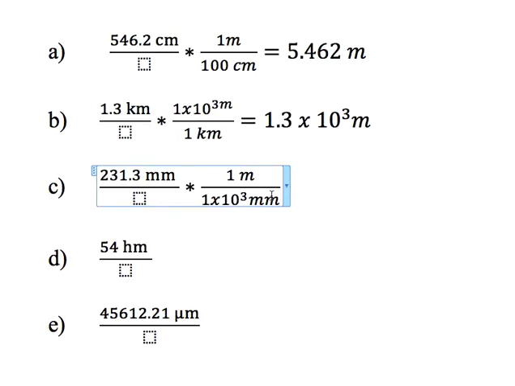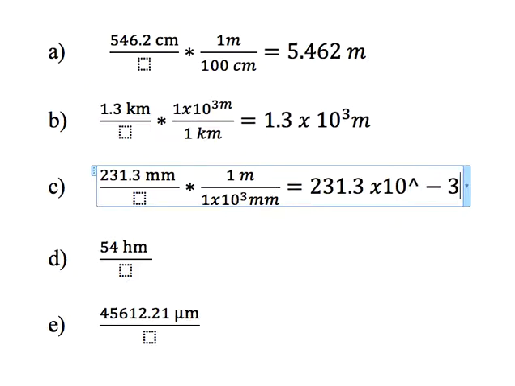Again, millimeters will cross out because they're opposite of each other, and I'm going to end up with 231.3 times 10 to the negative third. And you might be asking me, well, why is that a negative? Well, since the 10 to the third is on the bottom, I need to subtract that number. So my exponent ends up to the negative third.